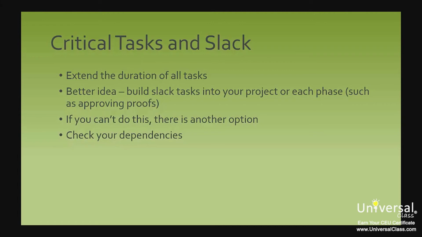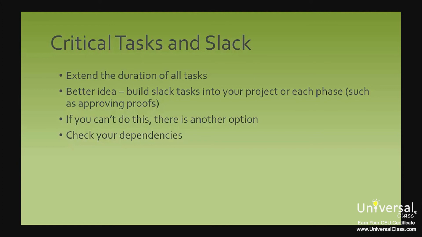The problem with this arises when changes occur. You may have to adjust durations on several tasks to accommodate a schedule that's running ahead or behind. The better idea is building slack tasks into your project or even into each phase of your project. Slack tasks could be simple tasks like approving proofs. This is a task that won't take but a few minutes, but you can build time into a project by creating this task. That way, if a critical task needs more time to complete, you have the extra time created by the slack task that you can use.